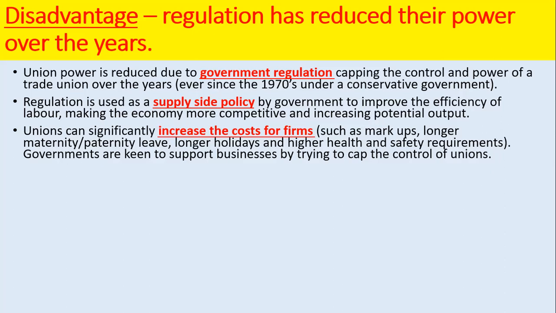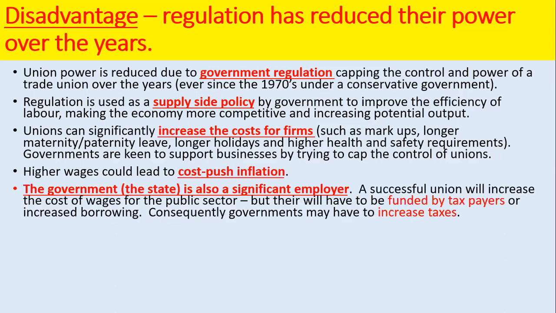Governments realize that firms are employers. Firms contribute towards productivity in the economy, and therefore they are always very keen to try and work with firms to make sure that their costs are well managed and that unions are not basically dictating to firms what they should do. Higher wages could lead to cost push inflation. So again, that goes against the government's macroeconomic objective of stable prices.